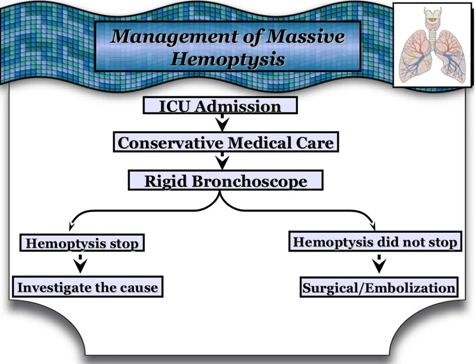Management of massive hemoptysis. In massive hemoptysis, you don't search for the cause first. Please first try to save the patient's life, then search for the cause of hemoptysis. Number one, ICU admission, then conservative medical care, rigid bronchoscopy, and if hemoptysis stops, investigate for the cause. But if the hemoptysis doesn't stop, surgical therapy or embolization of the artery may be needed.